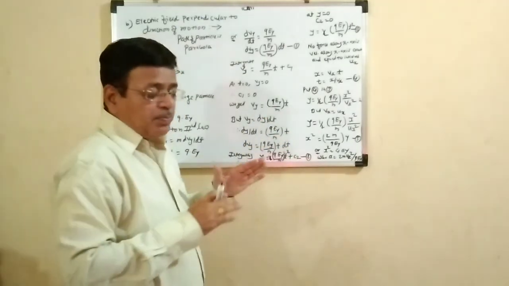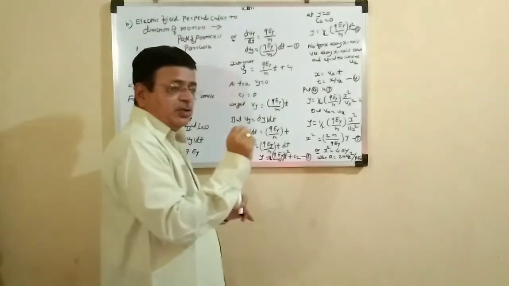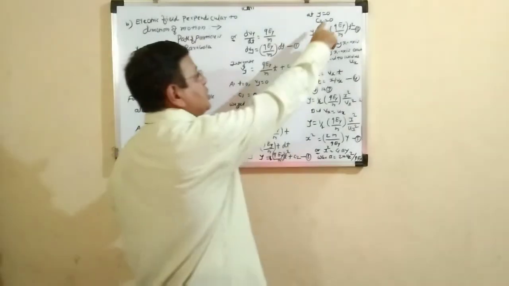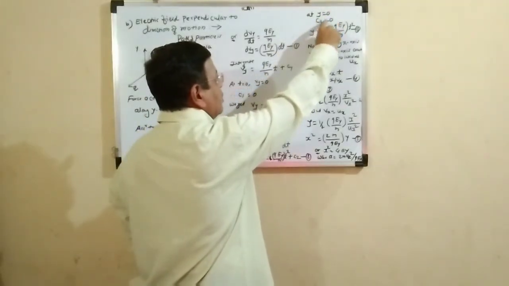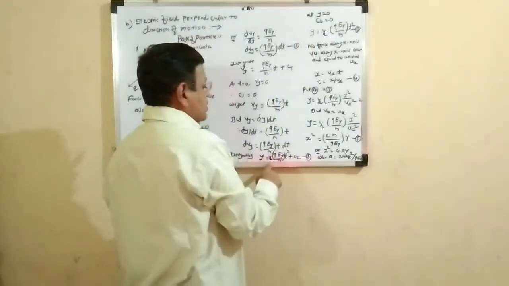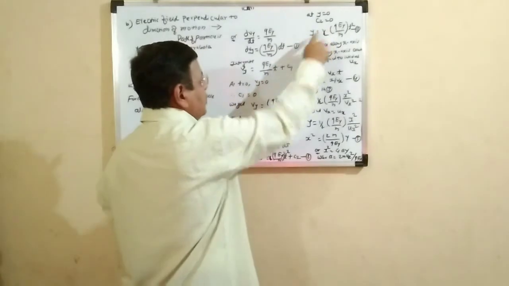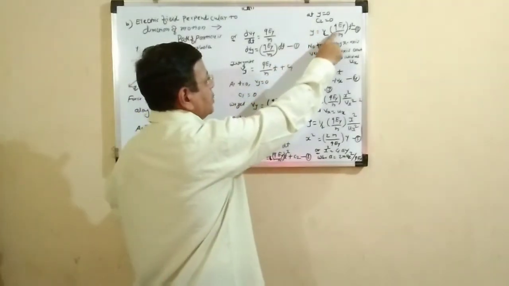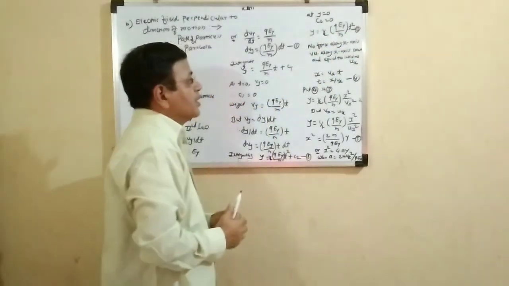When the particle enters, initially the displacement along the y-axis is 0. So y is equal to 0. Putting y equal to 0, we get c2 equal to 0. Putting this value of c2 in equation number 2, we get y equal to 1/2 qEy by m into t square. Call this equation number 3.